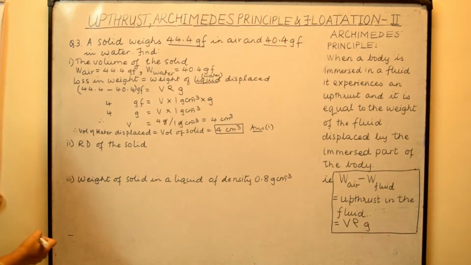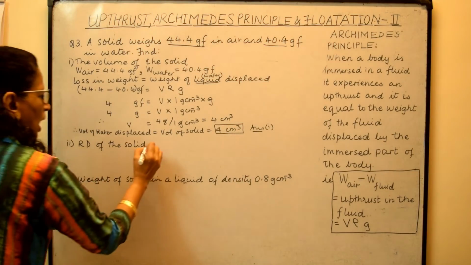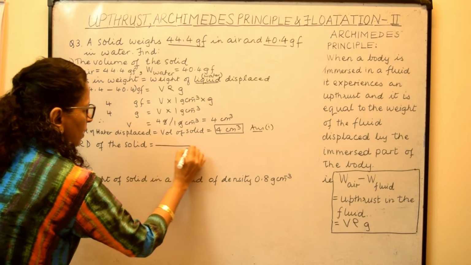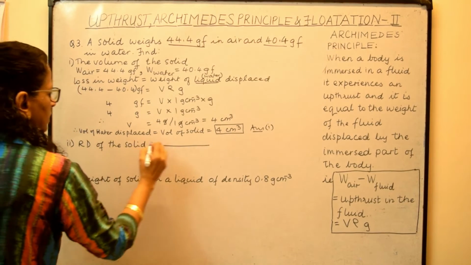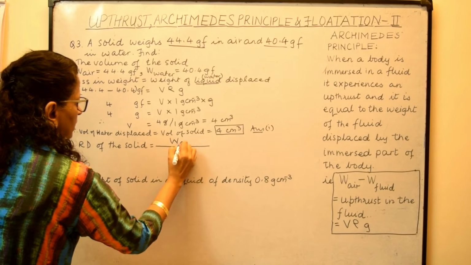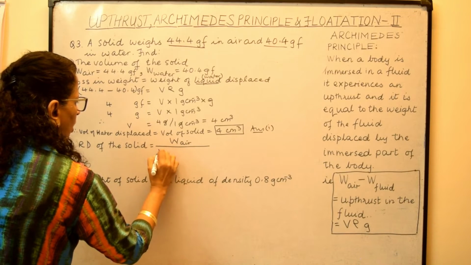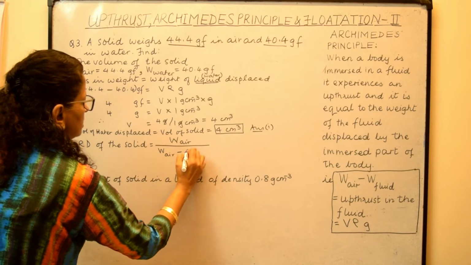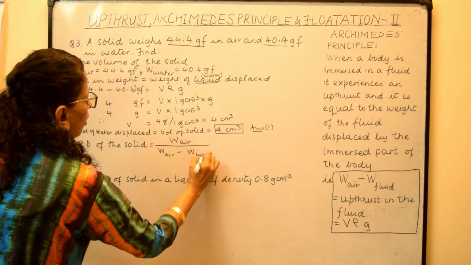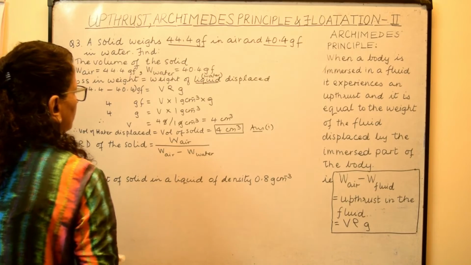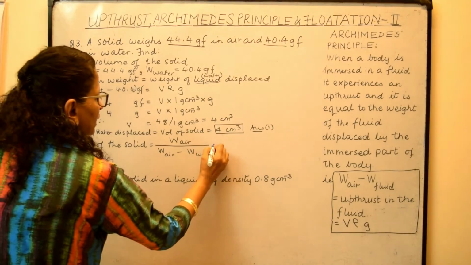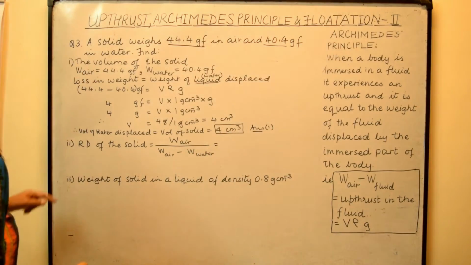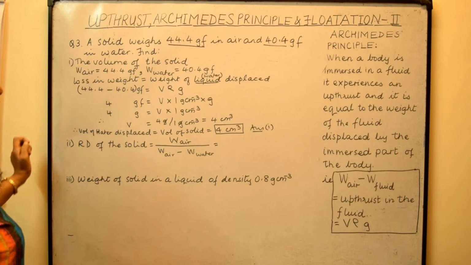Let us come to the relative density of solid. RD of solid. We remember the formula. The formula is weight in air upon weight in air minus weight in water. And now weight in air we already know, and weight in water also we know.